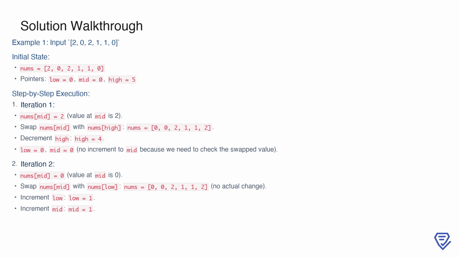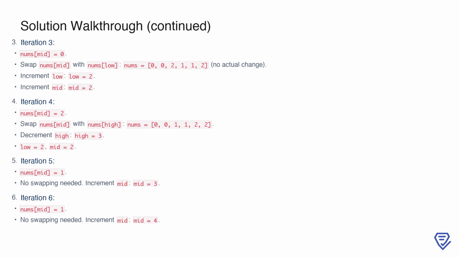In the second iteration, the value at mid is now 0, which belongs at the beginning of the array. We swap nums[mid] with nums[low]. Since both values are already 0, there's no visible change in the array. After this, both low and mid are incremented to 1, preparing for the next check. In the third iteration, nums[mid] is still 0, so we again swap nums[mid] with nums[low]. Since both values are 0, the array remains 0, 0, 2, 1, 1, 2. Then, both low and mid are incremented to 2.